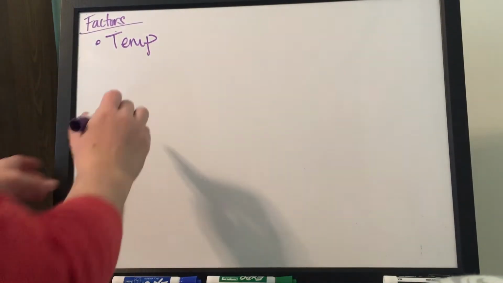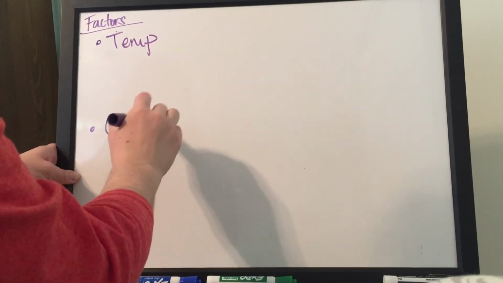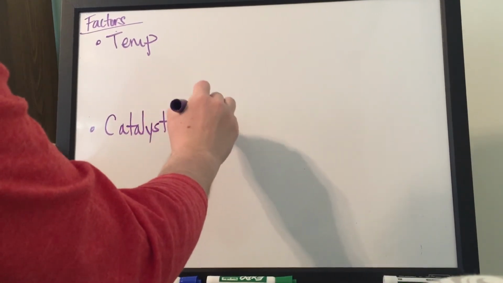Okay, and the last two are temperature and a catalyst and an inhibitor.